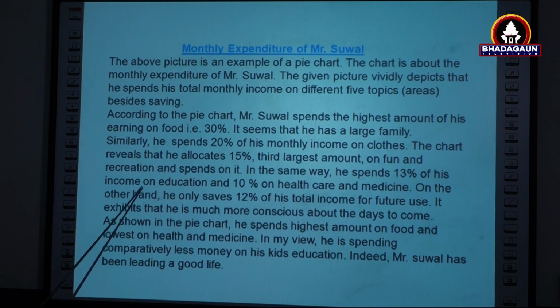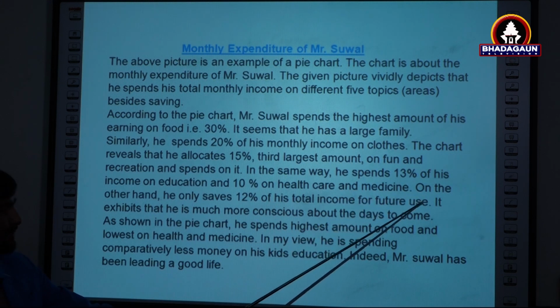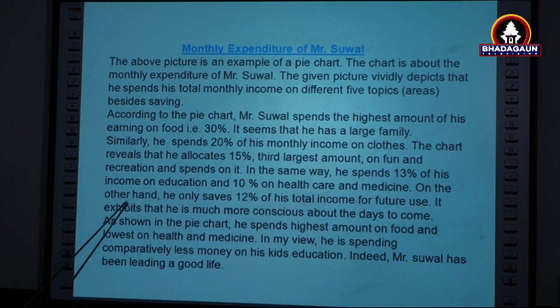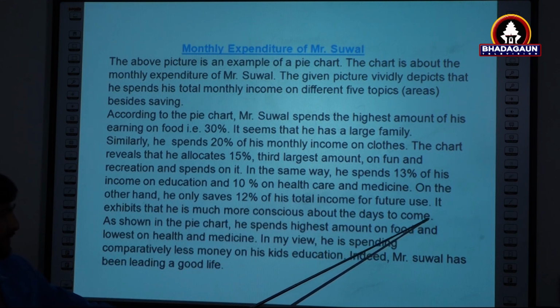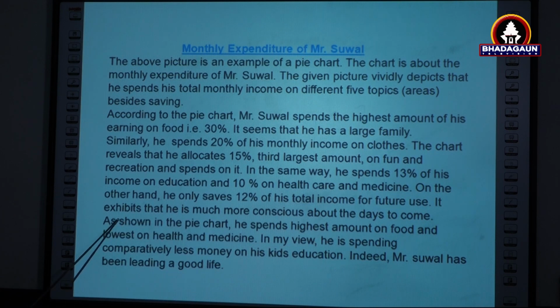On the other hand, he only saves 12% of his total income for future use. It exhibits that he is much more conscious about the days to come, or say the future. As so, last one, this is the concluding passage, or say comparing and contrasting as well.